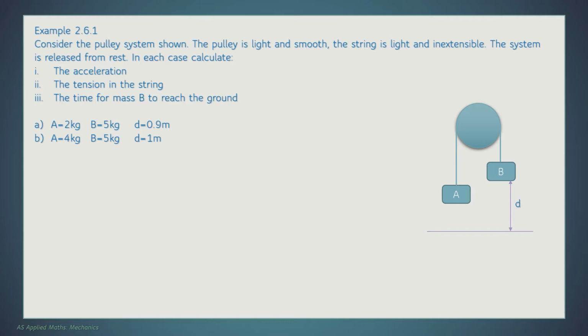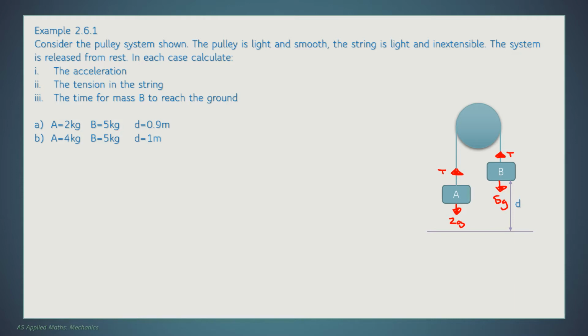So we have a pulley system here. The first thing to do is consider all the forces that are acting on each of the particles. I'm going to start with particle A. Because we have a smooth pulley, we know that the tension is the same on either side. So I've got tension acting upwards, and I'll explain why that is upwards in a second. For part A, the mass of particle A is 2 kilograms, so its weight is 2g, acting downwards. And B is 5 kilograms, and it has a weight of 5g.